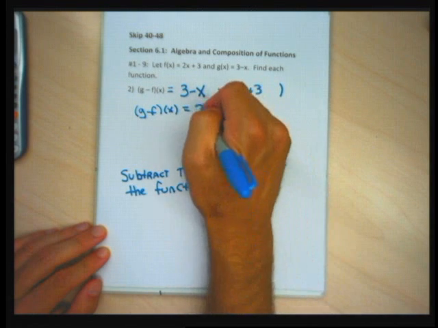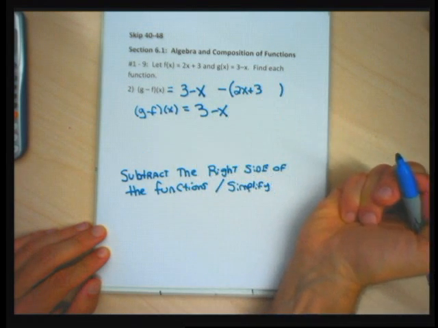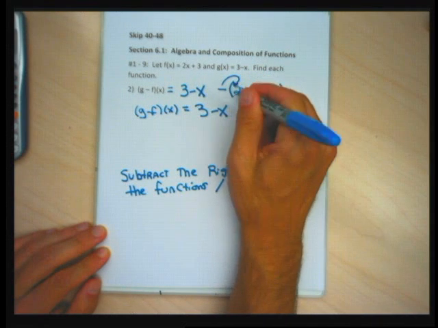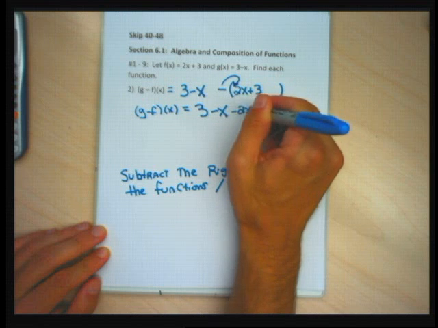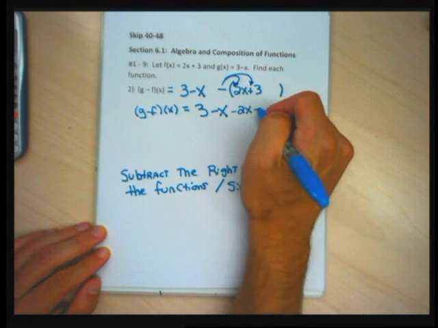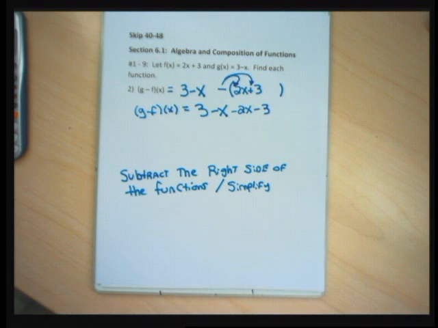So this is going to be 3 minus x. When I clear the parentheses, the subtraction means the minus is going to attach to the 2x, and I'll get a minus 2x. It's going to flip the sign in the parentheses. If it was plus, it goes to minus. If it was minus, it goes to plus.